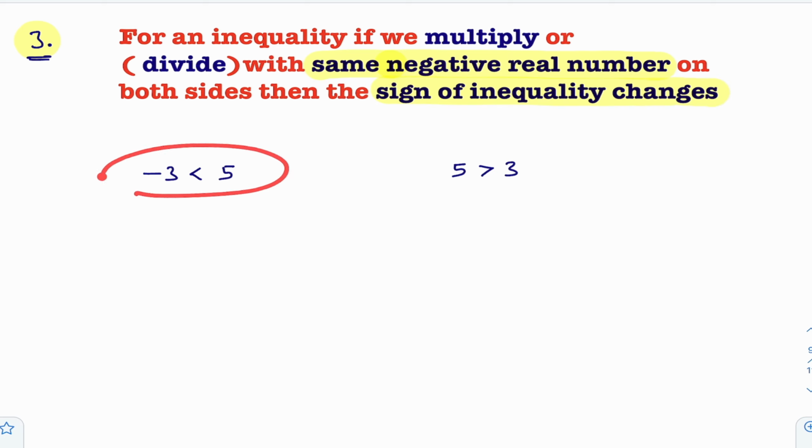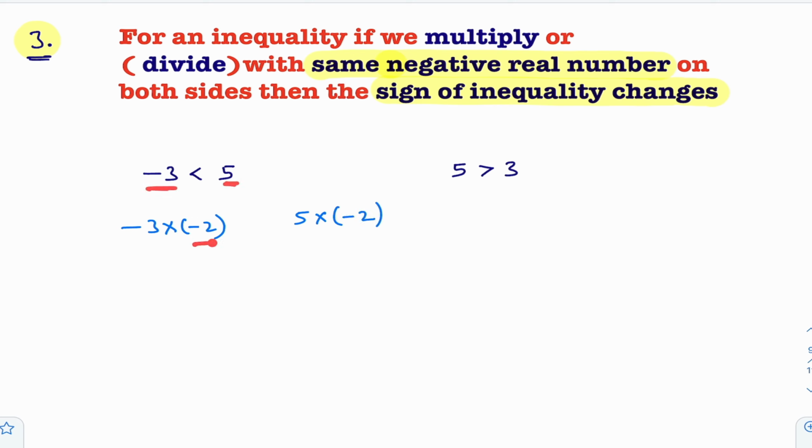You see here, minus 3 is less than 5. Is it true? Yes, clearly minus 3 is smaller than 5. What I'll do is multiply with the same negative real number on both sides. You take one negative real number and multiply on both sides. I'll take minus 2. Minus 3 into minus 2, I'm multiplying. Okay. 5 into minus 2. What happened? This is the inequality, and for this inequality I am multiplying with the same negative real number on both sides.